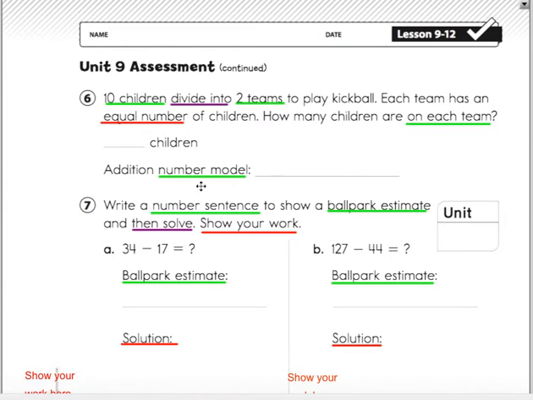Now, could you write me an addition number model using the information here that you learned and here? Can you write me an addition number model? Addition, please.